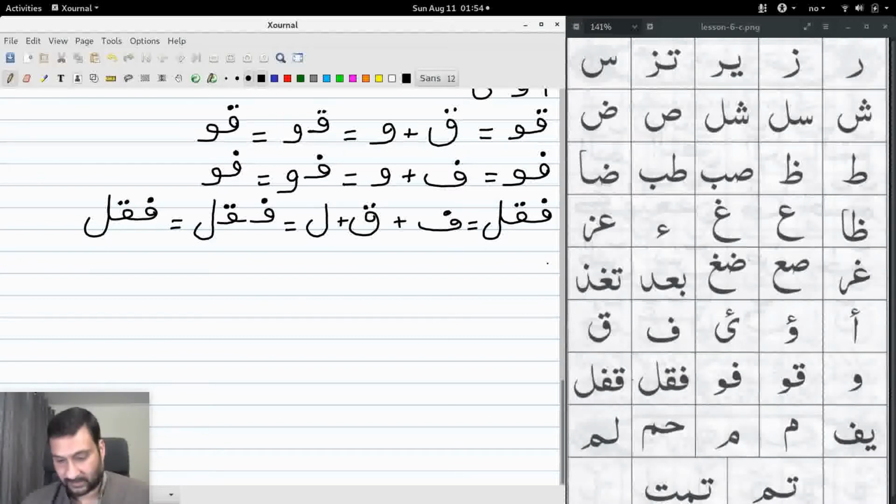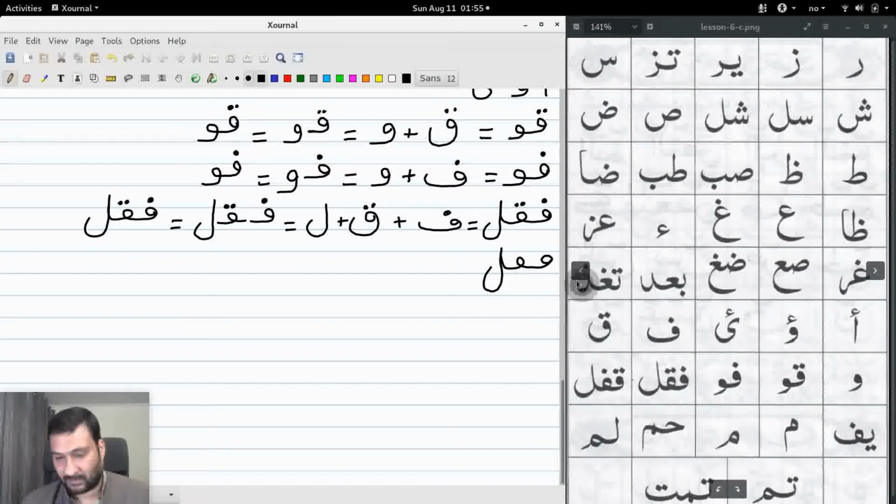So let's do that. Both qaf and fa have the starting as this round thing. So that's why they are very easy to recognize. Fa, okay.